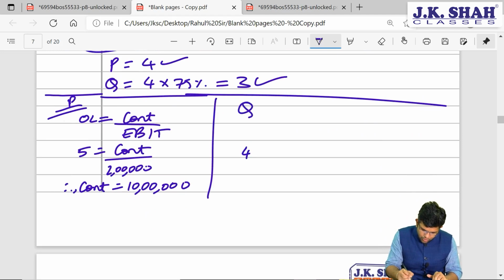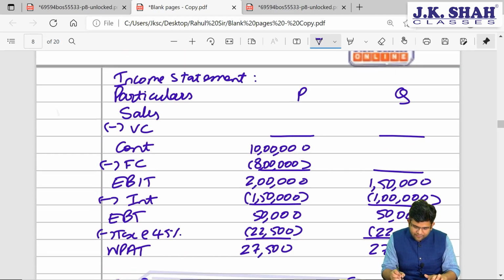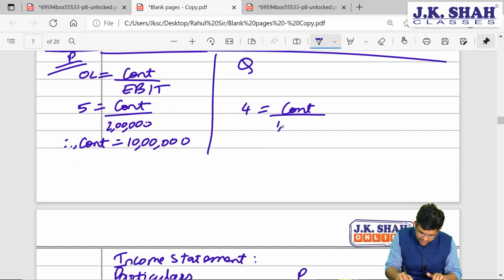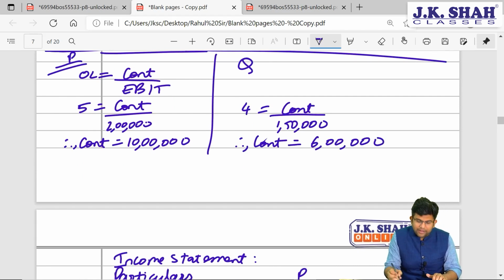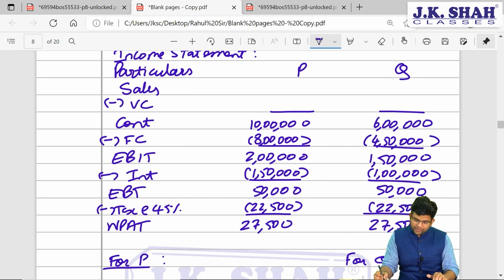Okay, for Q, 4 is equal to contribution upon EBIT, and for Q the EBIT was 1,50,000. So I'll write down here 1,50,000, and therefore we get the contribution as rupees 6 lakhs. Everybody clear? We get contribution as rupees 6 lakhs. Children, we will take that 6 lakh contribution here, and we understand fixed cost to be a balancing figure as 4,50,000. So with that we have completed till contribution.